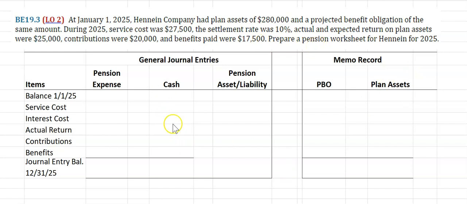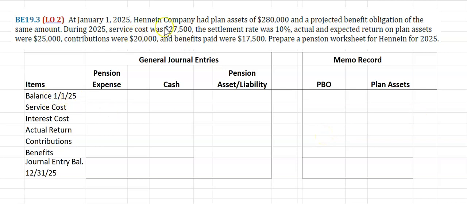And we have to plug in the numbers in this worksheet, and it will also give us the journal entry balances. We will plug in the numbers at the same time. We will show debit credit. So the first column shows all the items from beginning balance to ending balance and all those other items that impact pension expense, including the contribution and benefits. And we will also here do the memo record for PBO balance and plan asset balance.